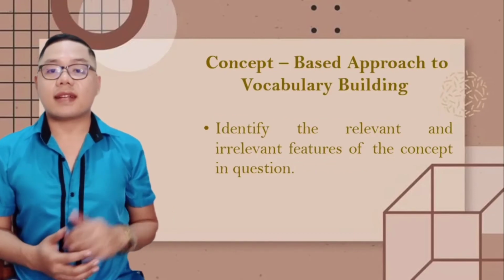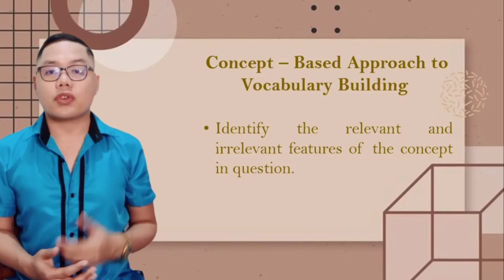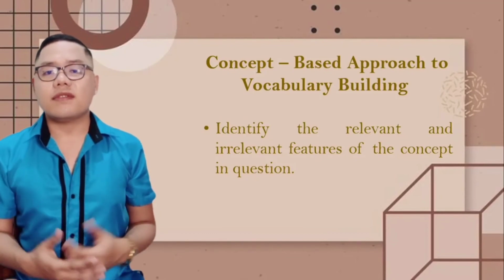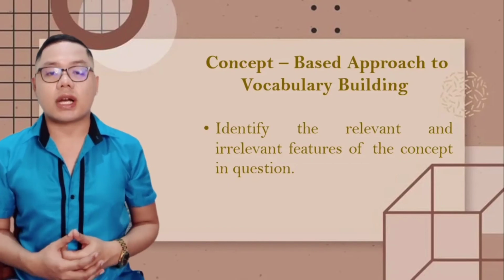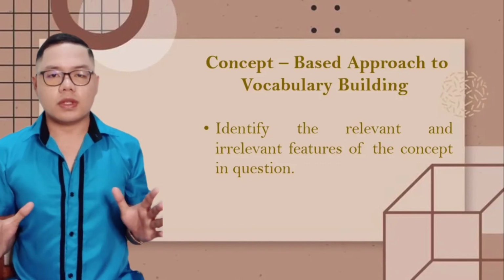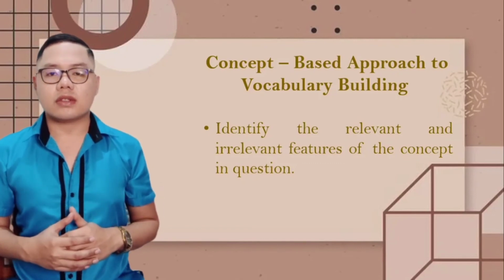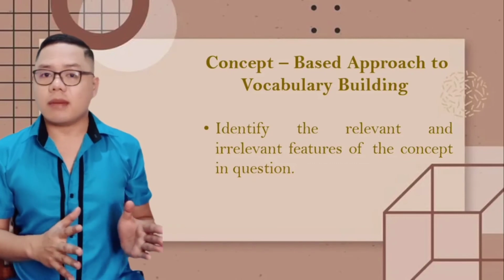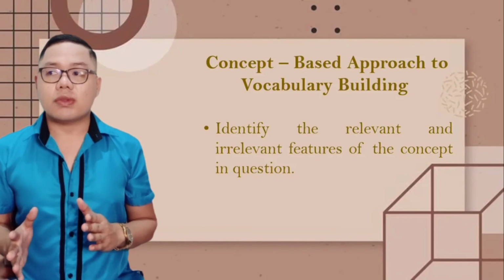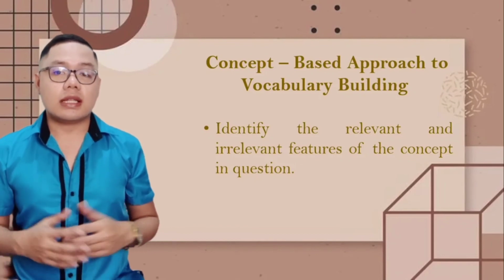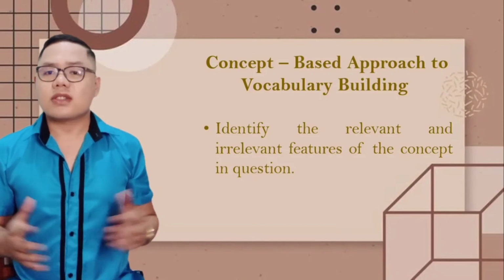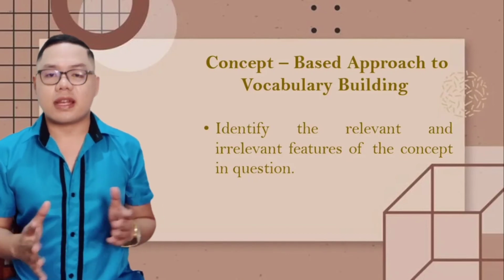So next we have the concept-based approach to vocabulary building. So number 1, it identifies the relevant and irrelevant features of the concept in question. For example, our concept is globe. So the relevant features to be considered are: what is its shape? Is it round or spherical? Is it three-dimensional? So the irrelevant features include the size, the substance, and whether it is solid or hollow. So those are the irrelevant features.